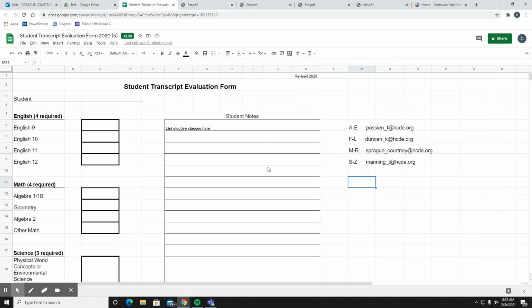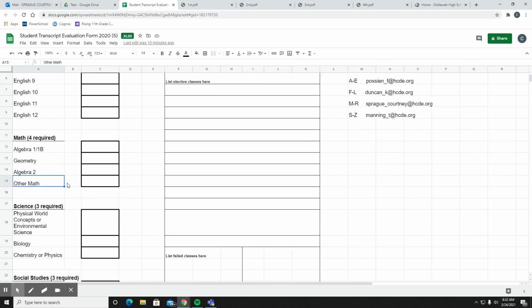So this transcript evaluation form lists all of the classes that you need to graduate. So you can see English 9, 10, 11, and 12. So that's one English every year. For math, we have Algebra 1, Geometry, Algebra 2, and Fourth Math. For the first three maths, that is the order you have to do them in. And then for the last one, there are quite a few options. And you do have to take a math every year, regardless of how many you have. So if you finish junior year and you already have 4 math classes, you still have to take another math senior year. And unfortunately, that is just a state requirement.